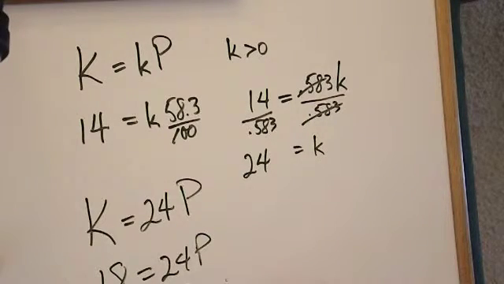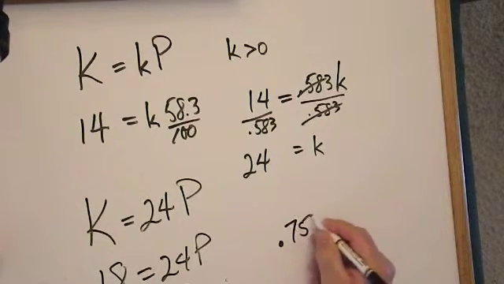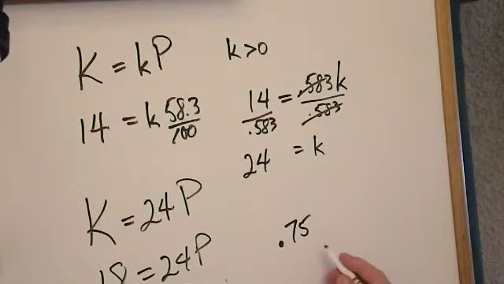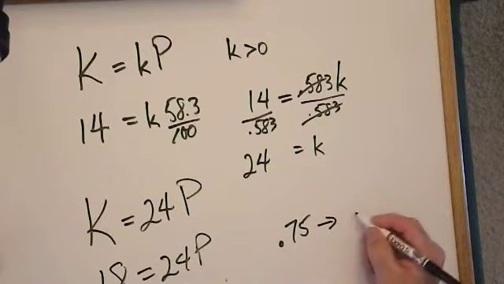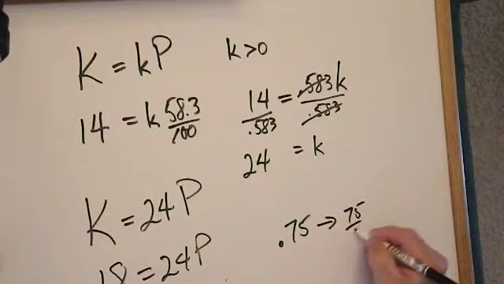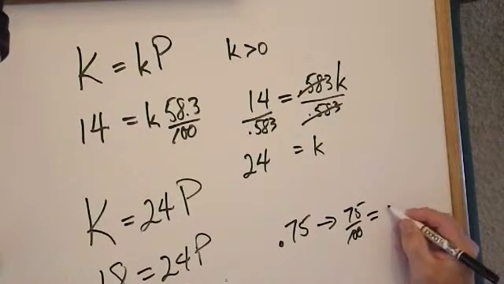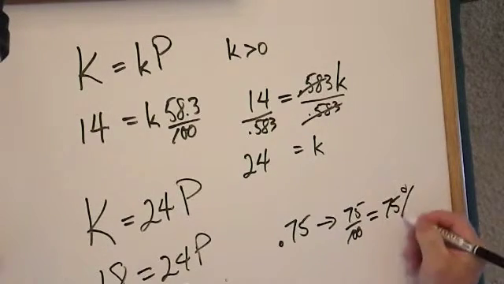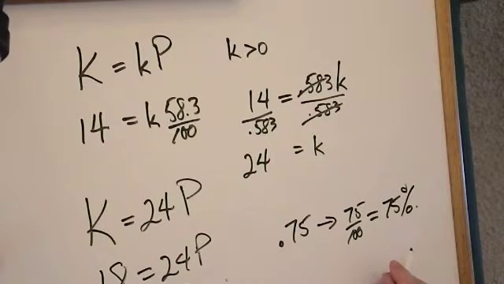And 3 over 4 is the same as 0.75. If you divide the 4 into 3, you get 0.75. And if you want to represent that as a percentage, that's the same as 75/100ths, or 75%. So that was the answer to that problem.